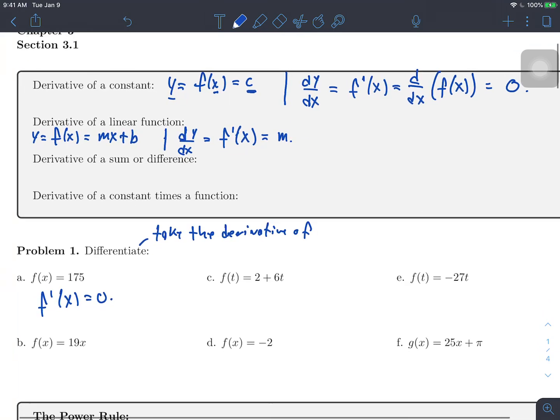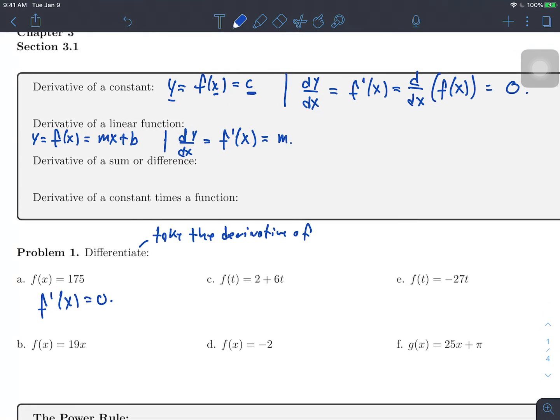So for example, we could try b and c now. Problem 1b has f of x equal to a line with slope 19. So f prime of x is just going to be 19.